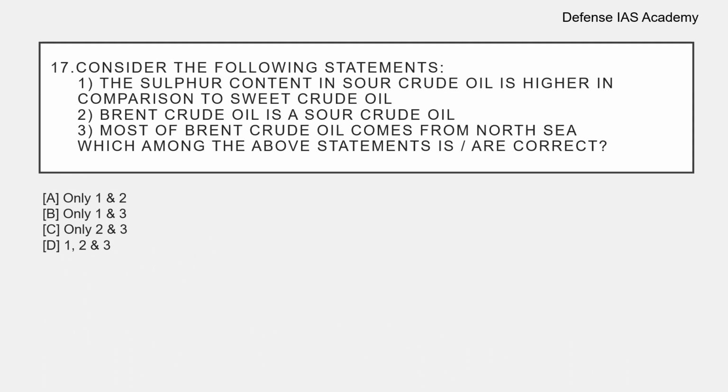Question number 17. Consider the following statements. 1. The sulfur content in sour crude oil is higher in comparison to sweet crude oil. 2. Brent crude oil is a sour crude oil. 3. Most of Brent crude oil comes from the North Sea. Which among the above statements is correct? Options are option A only 1 and 2, option B only 1 and 3, option C only 2 and 3, option D 1, 2 and 3. The correct answer is option B only 1 and 3.